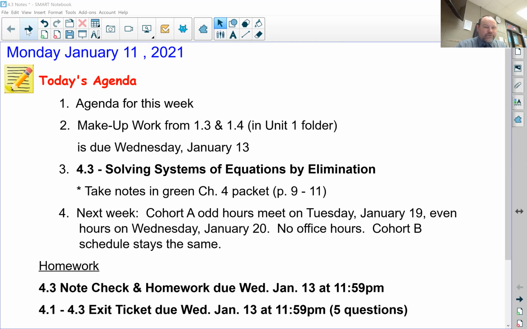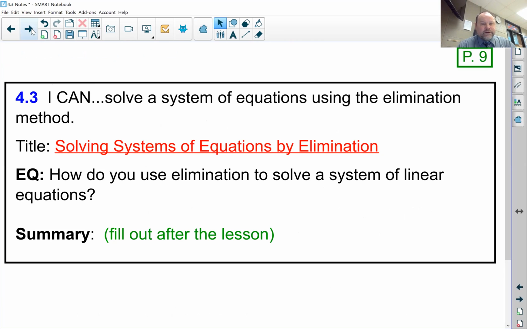All right, so if you have your packet, open up to page 9. And we are going to be solving systems of equations by elimination.